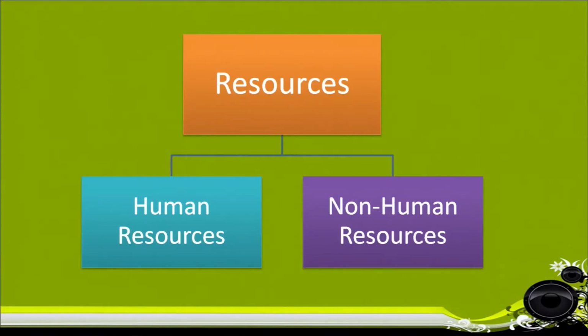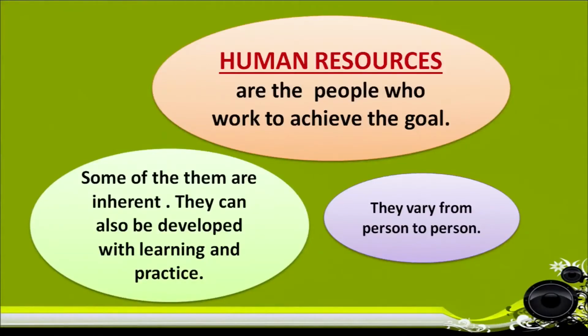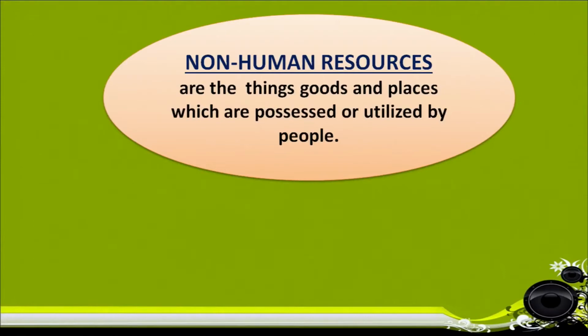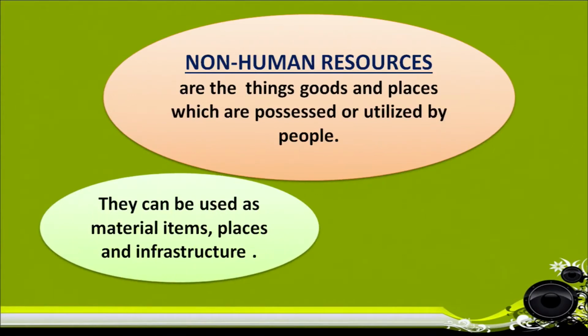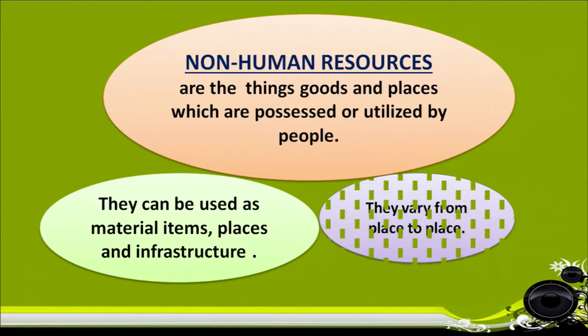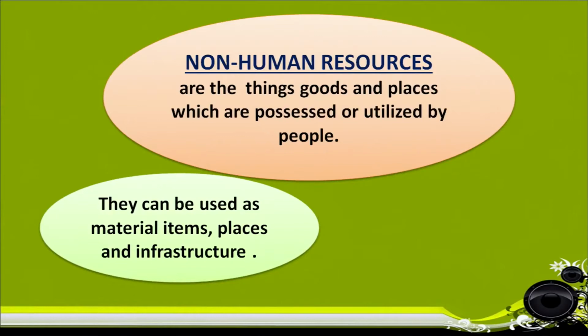Resources mainly are two types, human resources and non-human resources. Human resources are the people who work to achieve the goal. Some of them are inherent. They can also be developed with learning and practice. They vary from person to person. Non-human resources are the things, goods, and places which are purchased or utilized by the people. They can be used as material items, places, and infrastructure. They vary from place to place.